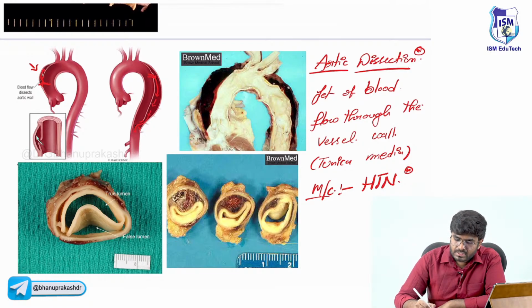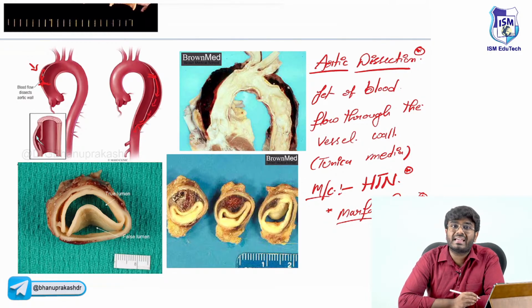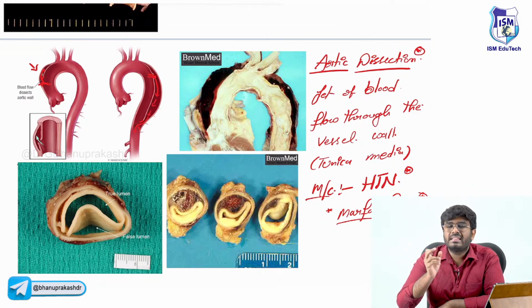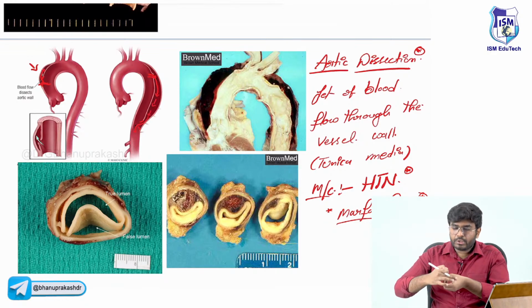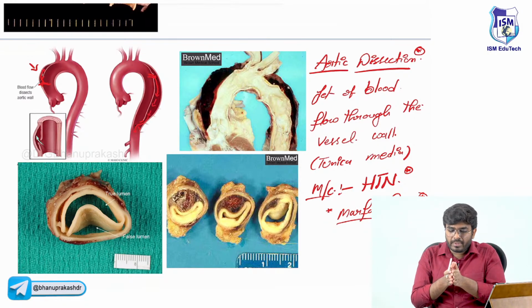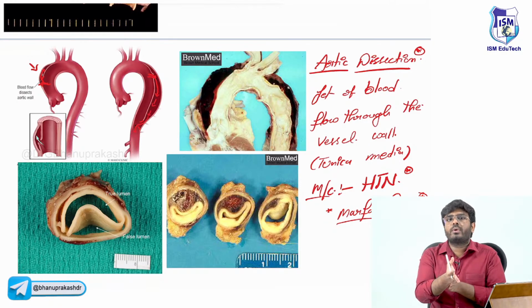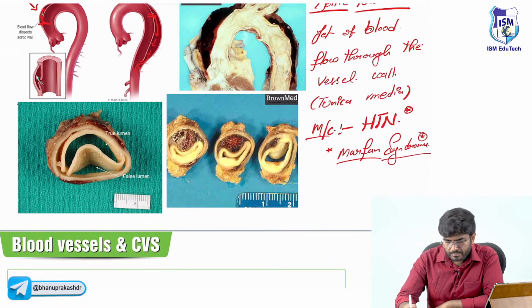Other causes include, as we have seen in the topics of genetics, Marfan syndrome, an autosomal dominant disorder. The most common cause of death in Marfan syndrome is aortic dissection. In Marfan syndrome, a connective tissue disorder, the fibrillin protein is defective. There is weak connective tissue, so the blood vessels are also very weak and easily damaged. The blood will start to enter into the vessel wall. So Marfan syndrome is one cause.